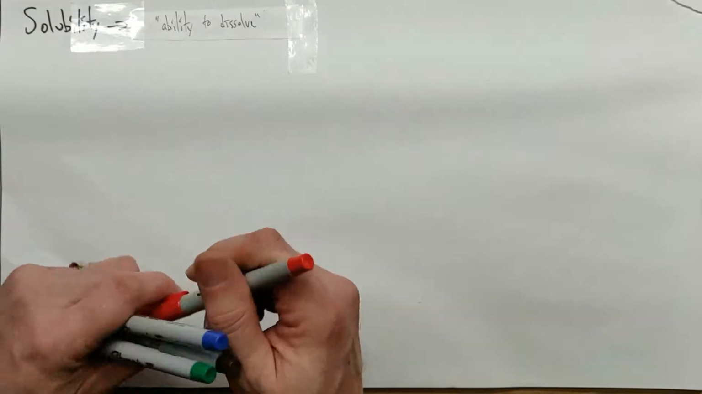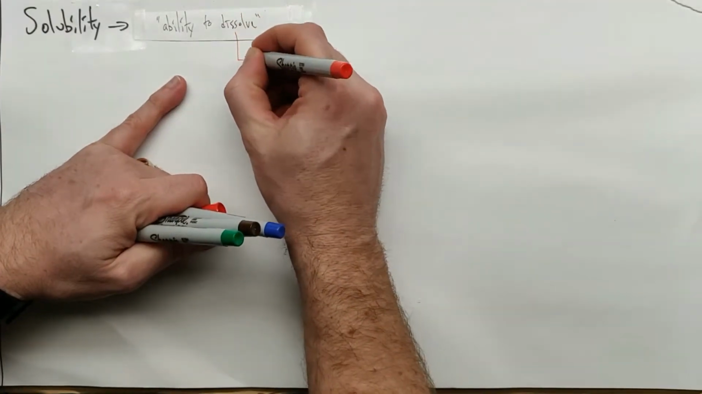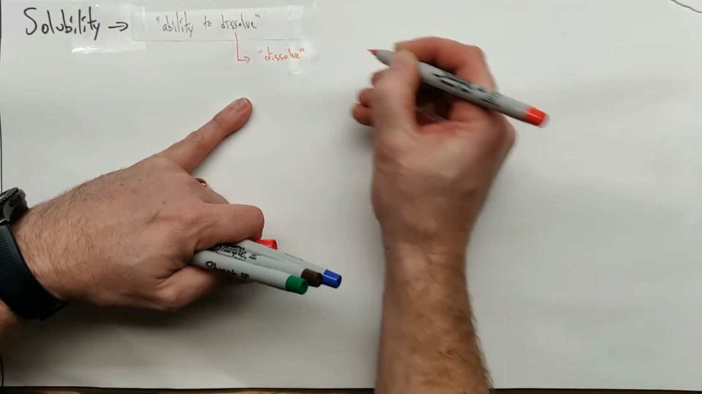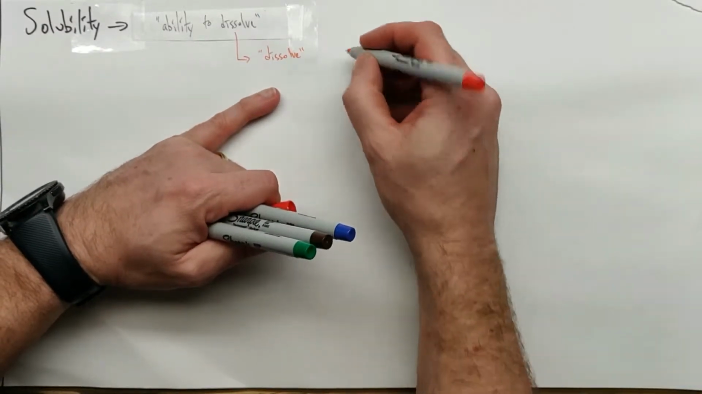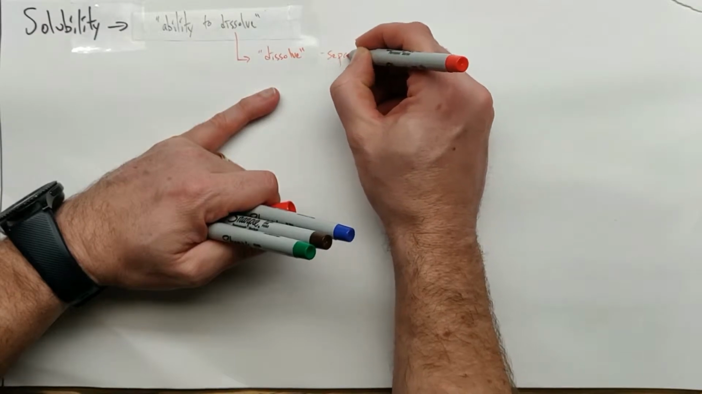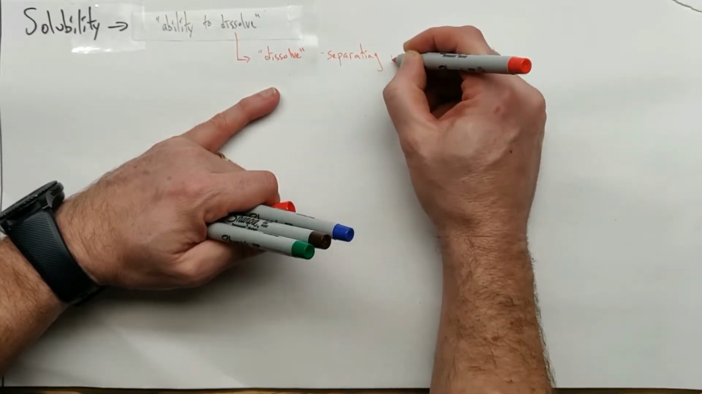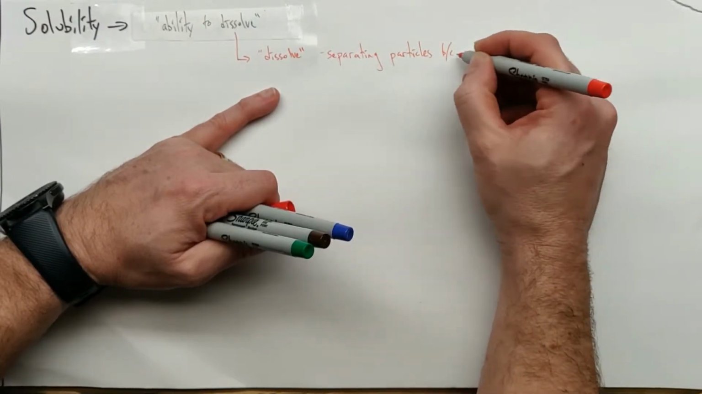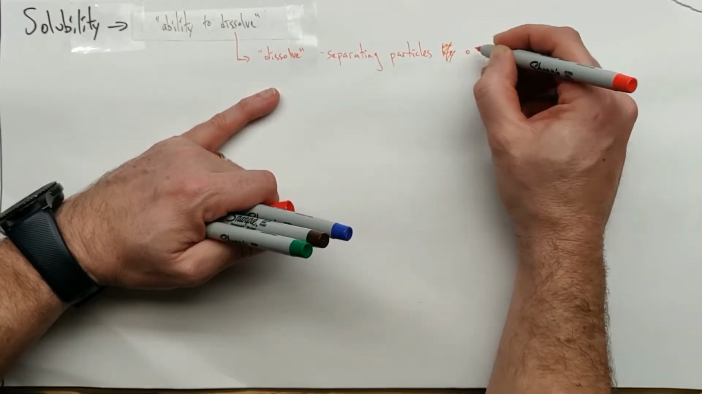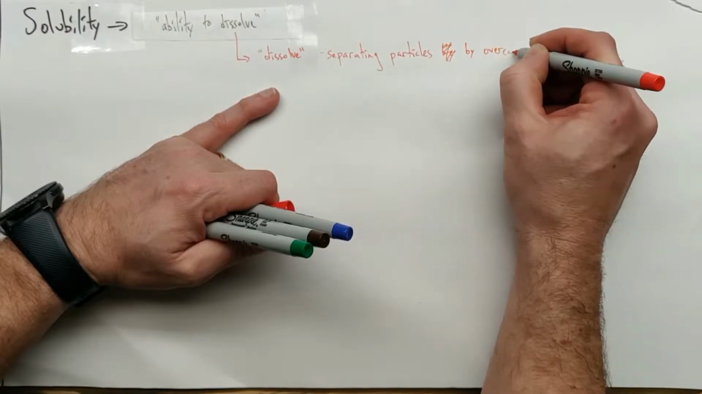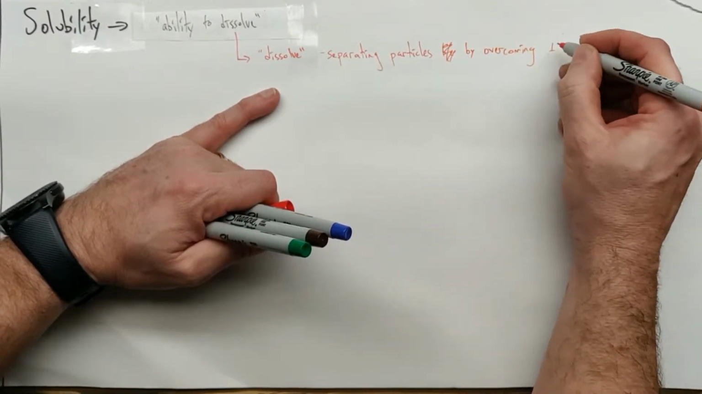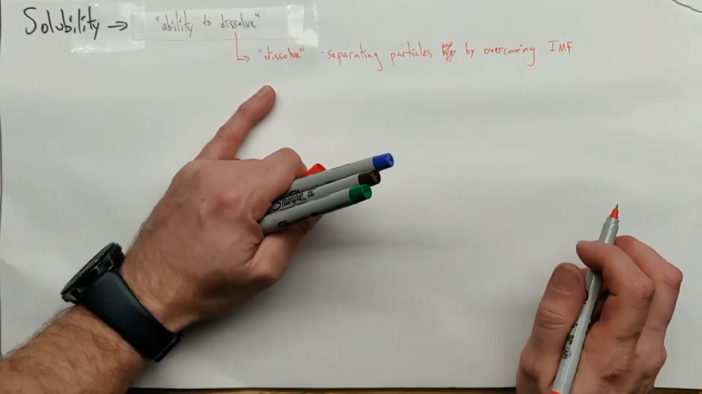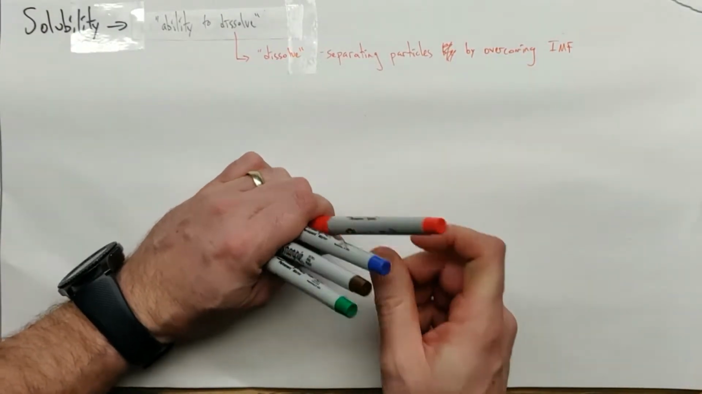So let's start out with dissolve, right? When we're talking about the raw idea of to dissolve, we're talking about separating particles by overcoming intermolecular forces. And we're not talking so much intramolecular forces, chemical bonds, we're talking about the intermolecular forces.